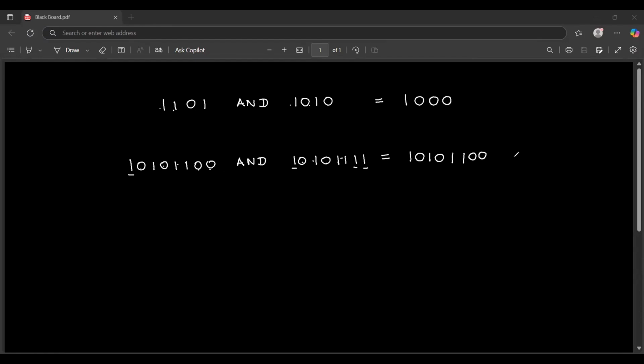Because we know if you have 0 in one input, you need two inputs. If you have 0 in one input, that means the output is going to be definitely 0 for that specific number place. So keep that in mind.